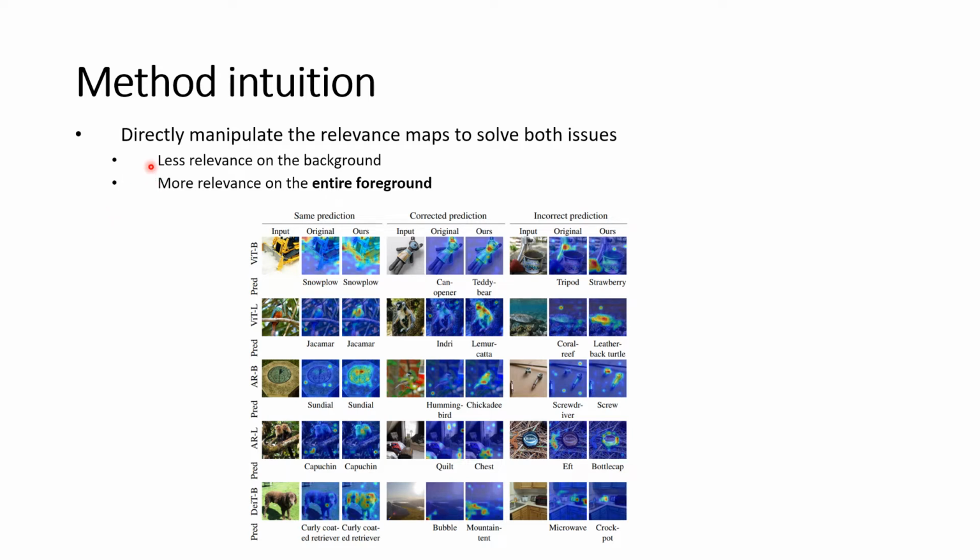The intuition behind our method is to directly manipulate the relevance maps to solve both issues that we saw before, i.e., demand less relevance on the background and more relevance on the entire foreground, as can be seen in the examples here. For example, originally the model predicted a snowplow based solely on the snow in the background, but after applying our method, the model still predicts a snowplow, but based on the right reasons.